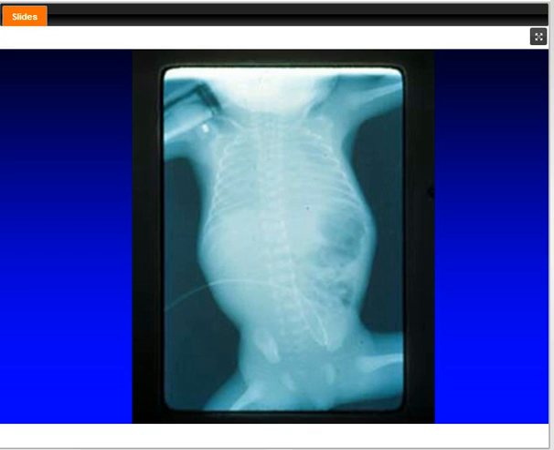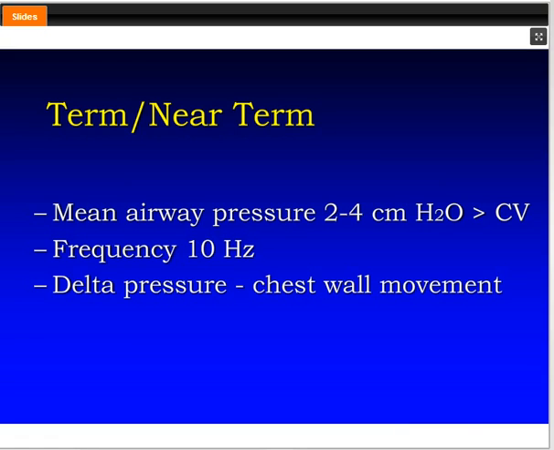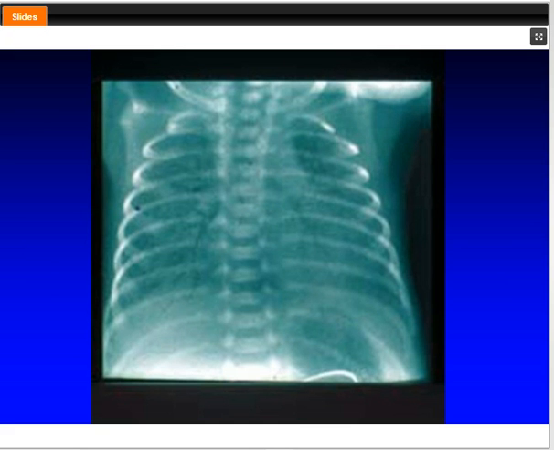For the term and near-term infant, you're going to need a higher mean airway pressure than conventional, and I never use more than 10 hertz because many of these patients are infected and they have some predilection for air trapping from that standpoint. And again, you get a delta pressure that gives you a small vibration in the chest with that. And this is a baby with fairly severe lung disease.